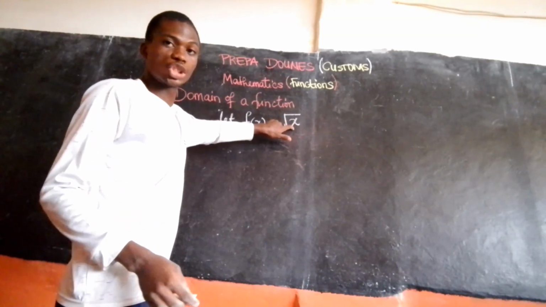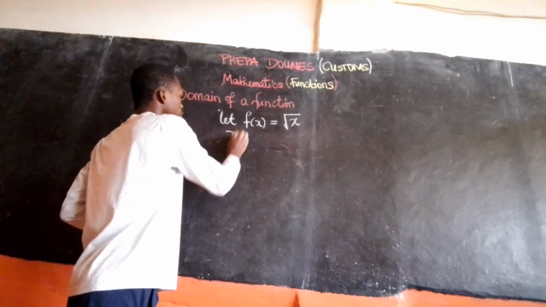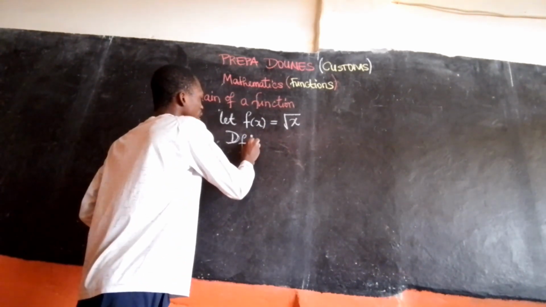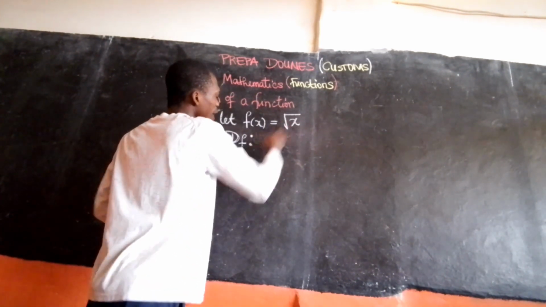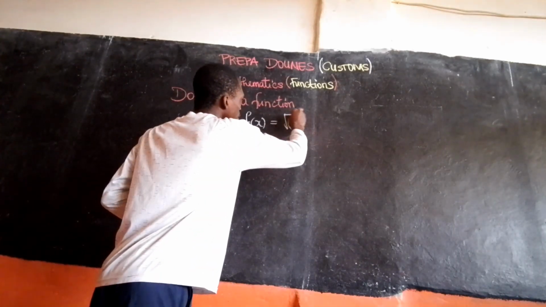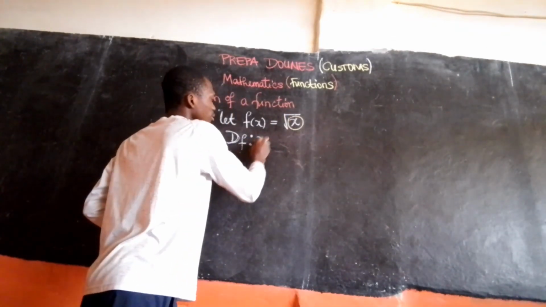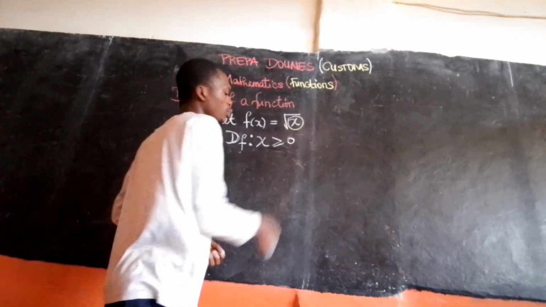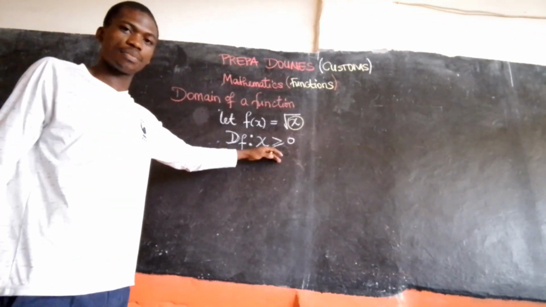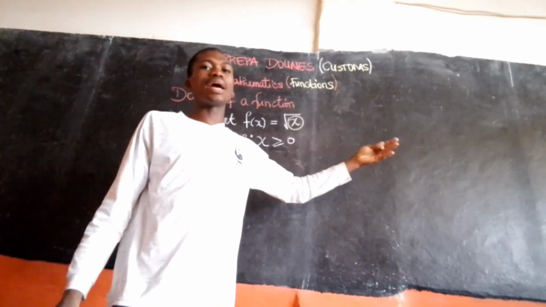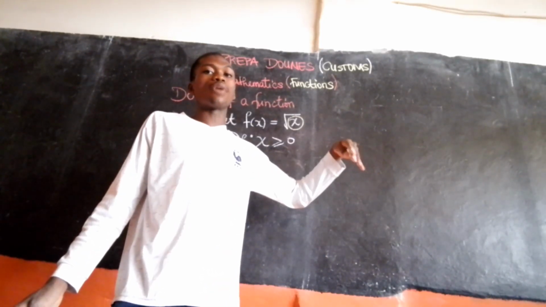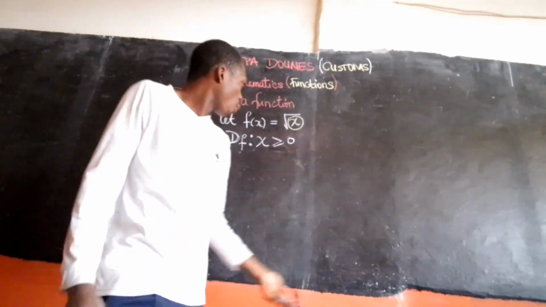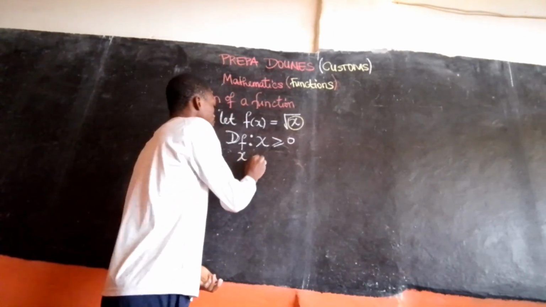The domain of this function, df, the domain of f, should simply be such that this x here should be greater than or equal to 0. What's the meaning of this? It means that x must be bigger than or equal to 0, meaning that x can only be from 0 upward. X cannot take negative value. In other words, x must be positive.